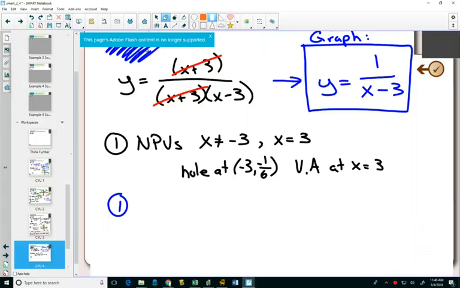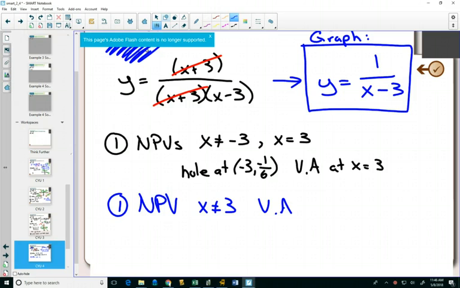If you were graphing this, what's your non-permissible value? And I'm changing color from blue to black, because now we're just talking about the blue equation of a 1 over x minus 3. What's our non-permissible value in 1 over x minus 3? X can't equal 3. And will it be a vertical asymptote or a hole? Well, it didn't cancel out. Now, the reason you don't have to do this step, because can you see that in our black step number 1, we did this already? We already knew that there was going to be a vertical asymptote at x equals 3.